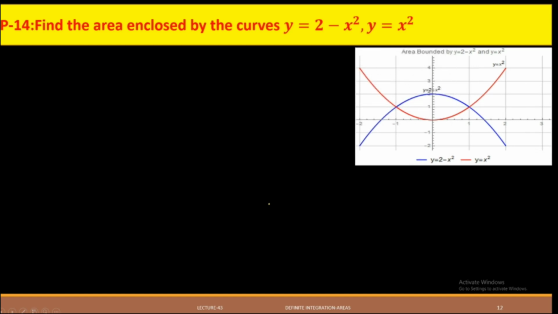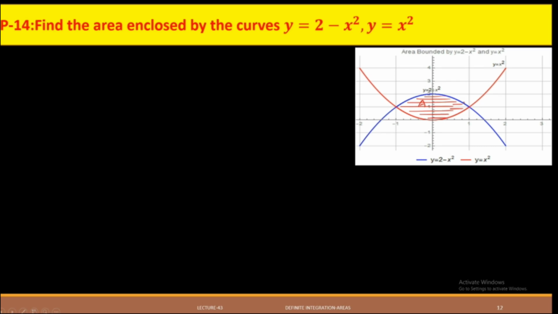The red color curve is y is equal to x square curve, and the blue color curve is y is equal to 2 minus x square curve. These two curves intersect at some points. Now let us see what is the region that we need to find out. So the area should be enclosed by both these curves. Now if you look at the figure, this is the only portion that we need to find out. So this is the area, this entire portion. Okay, this entire portion we need to find out.